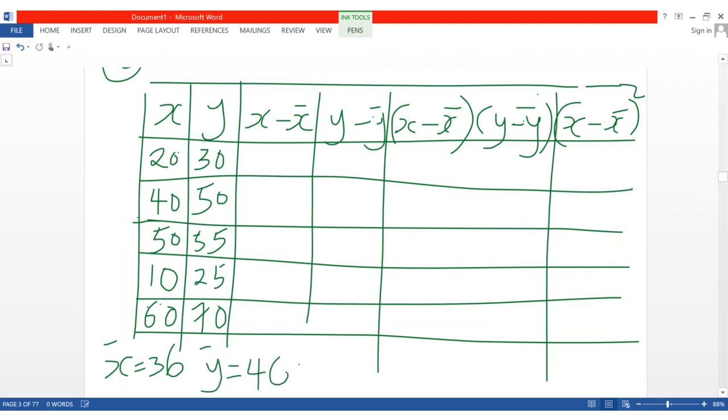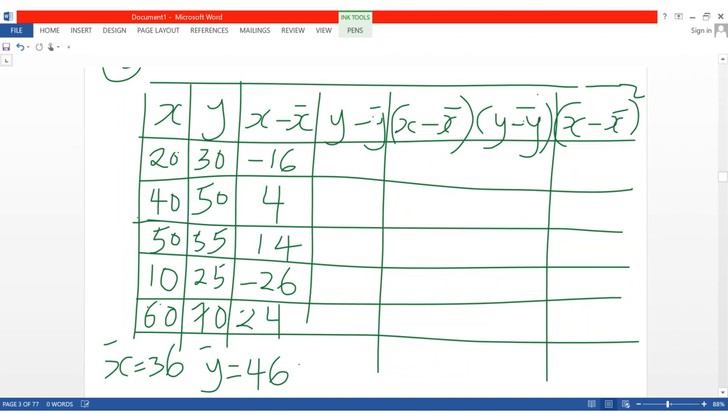So what I'll do, I'll take my x and subtract my x bar. My first x is 20. 20 minus 36, you'll get negative 16. Then 40 minus 36, you'll get 4. 50 minus 36, you'll get 14. 10 minus 36, and then 60 minus 36. Having a calculator usually assists. You can confirm my answers, so at least I don't make any mistake.